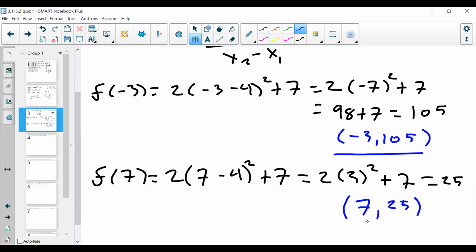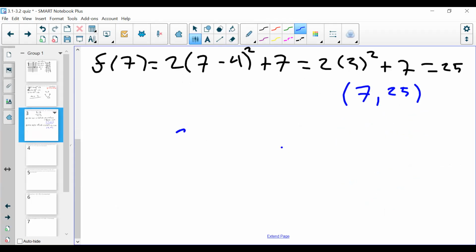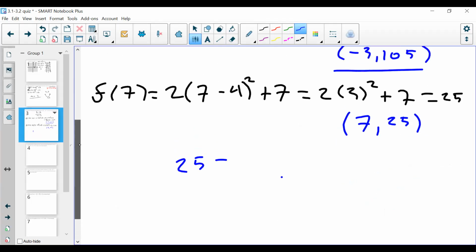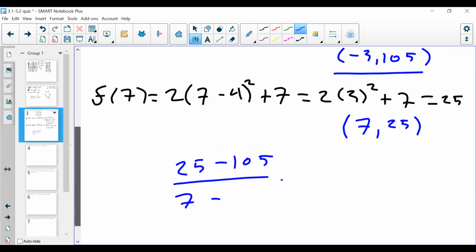Everyone with me so far? So those are my 2 points. And I want to find the average rate of change between those 2 points. So to be honest with you, it doesn't really matter what you make x1 or x2 or y1 or y2, as long as you're consistent with those points. So I can say, well, 25 minus 105 over 7 minus negative 3.